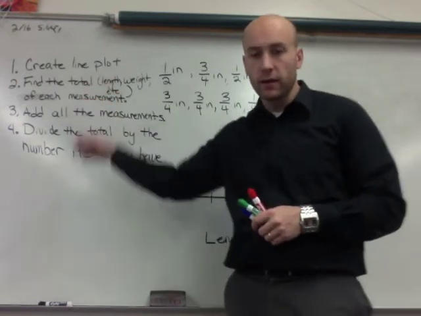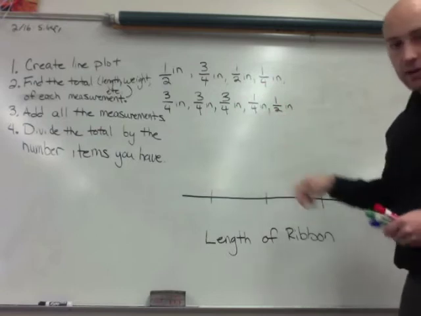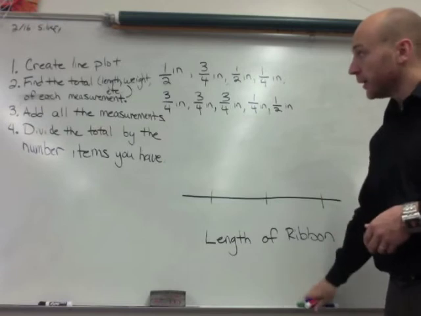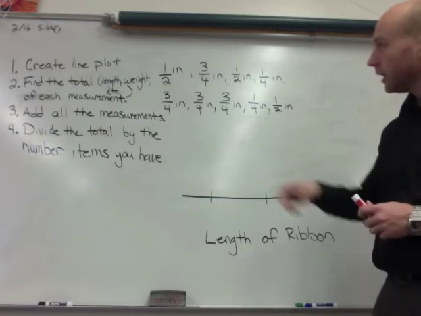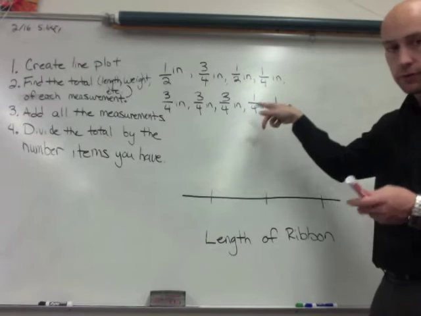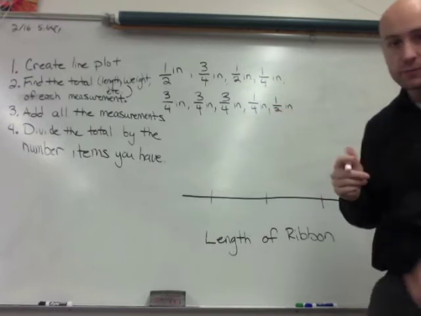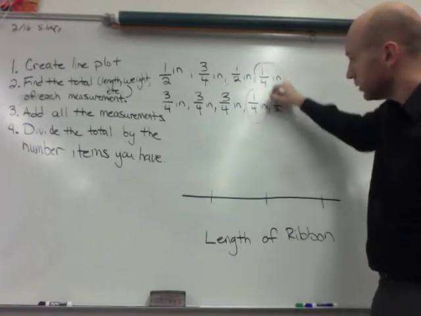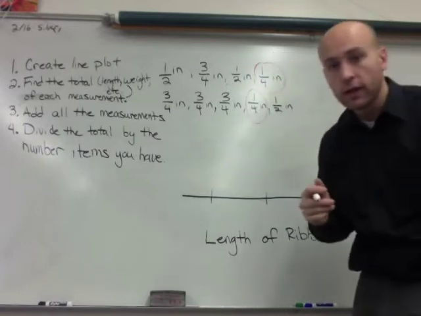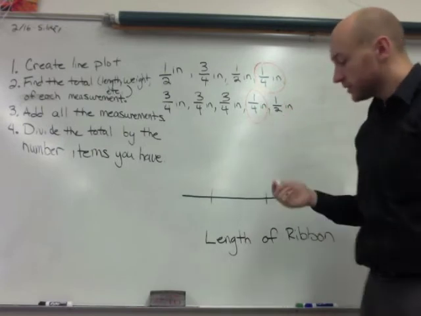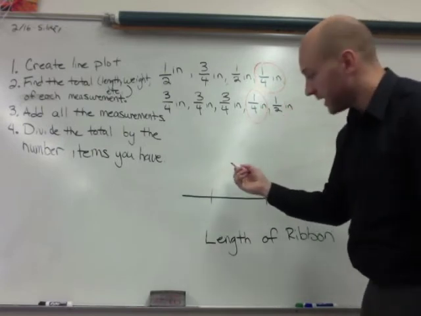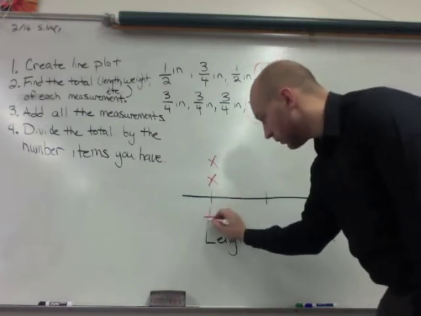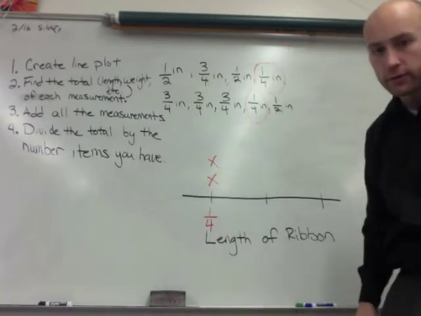So number 1, we're going to create a line plot. So here are all of my data I have right here. So I'm going to find the smallest number of data. I'm going to start with that. So right here, these are in inches. So I have half, 3/4, and 1/4. So I'm going to look for all the 1/4 because that is my smallest number I have. So I have 1, 2, and that's it. 2 of the 1/4 inches. So I'm going to go ahead and put my x's right down here. Label this 1/4.